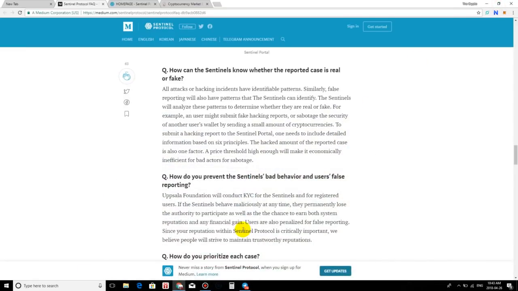I am all for this project, and why would you not? Why wouldn't you want to support something that's against hacking, against frauds, against scams, and something that's for protecting your digital assets? It makes all the sense in the world to me, and if it makes sense, it makes money.